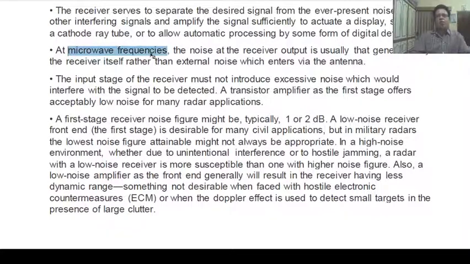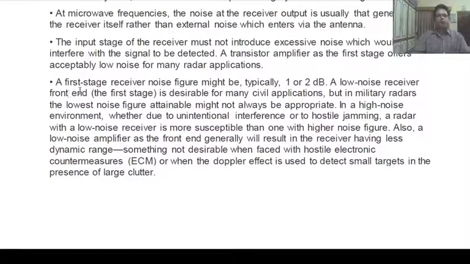At microwave frequencies, the noise at the receiver output is usually that generated by the receiver itself rather than external noise which enters by the antenna. The input stage of the receiver must not introduce excessive noise which would interfere with the signal to be detected. A transistor amplifier as the first stage offers acceptably low noise for many radar applications. A first stage receiver noise figure might typically be 1 or 2 dB.